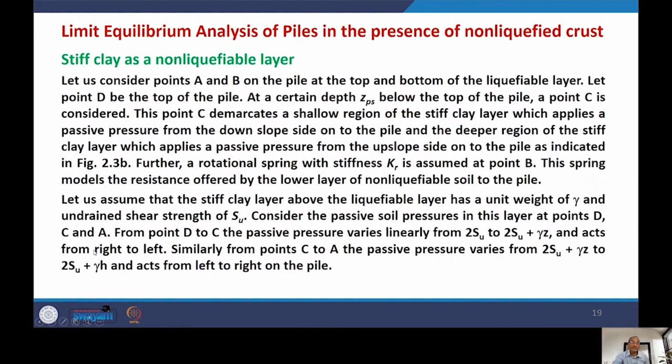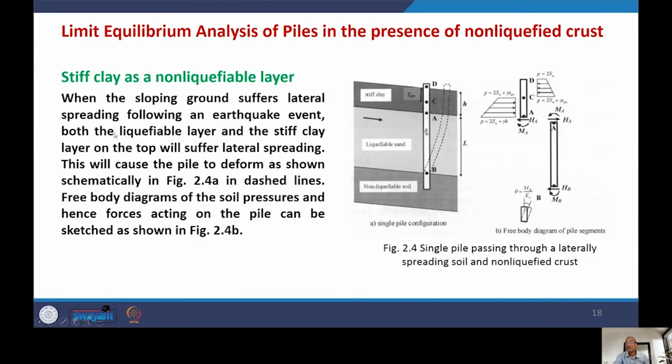Then, assuming that the stiff clay layer above the liquefiable layer has a unit weight of gamma and unconfined shear strength Su, consider the passive soil pressure in this layer at points D, C and A. From point D to C, the passive pressure varies linearly from 2Su to 2Su plus gamma Z, which is shown in this figure. So between D and C, it is starting from 2Su. At point C, it becomes 2Su plus gamma Z.